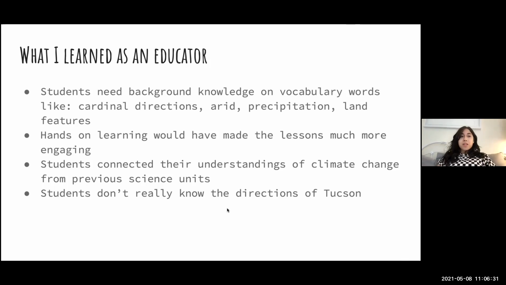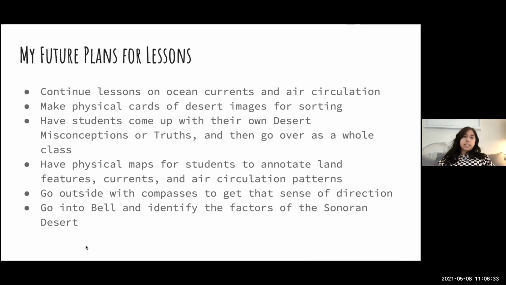They don't really understand where north is, east is, and so on. And so my future plans for these lessons, right? If I could have a do-over and have kids that I can interact with, for one, I'm going to continue the lessons on ocean currents and air circulation and getting into that topic of how the Sonoran Desert is a very diverse desert with all of those factors and how that contributes to Tucson overall.